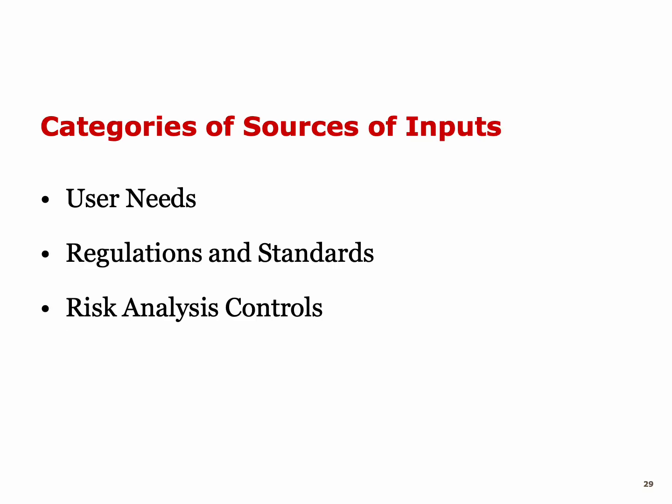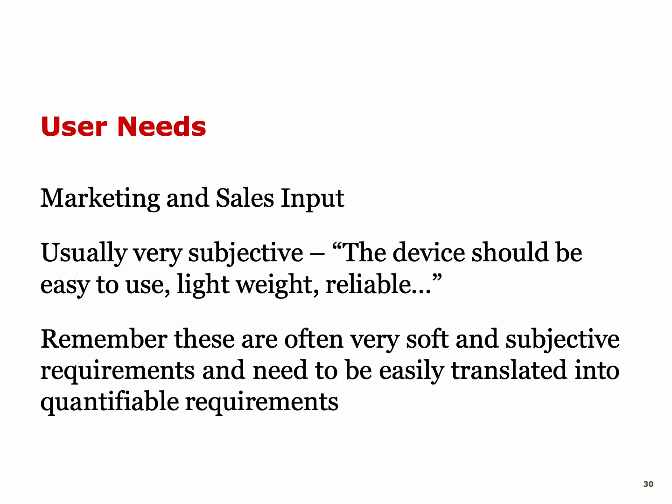Now, what are the categories of source of input? When we are doing a design input, we need to talk with the users. So we look into user needs. We also need to look into regulations like 21 CFR Part 820, different parts, and standards like ISO 13485. We also need to look into risk analysis controls, and here we do have again regulations and standards for the risk analysis.